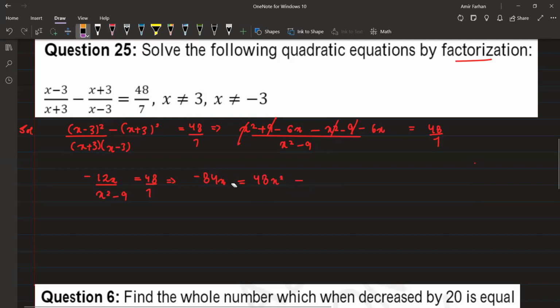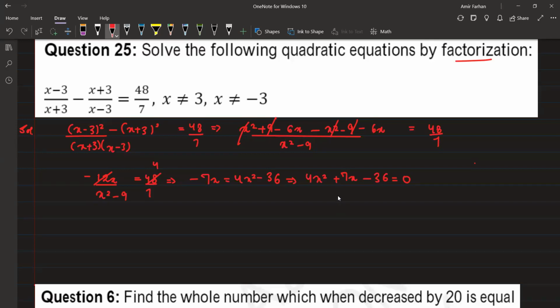Wait, just a second. You can also directly divide everything by 4 from here, right? Okay, 4 12s are 48. So what is left would be minus 7x is equal to 4x square minus 36. Take everything on one side to form an equation: 4x square plus 7x minus 36 is equal to 0. Clear? Yes or no? Yes, sir.